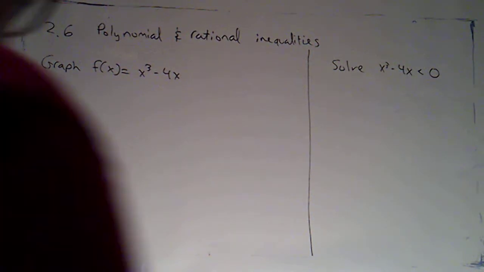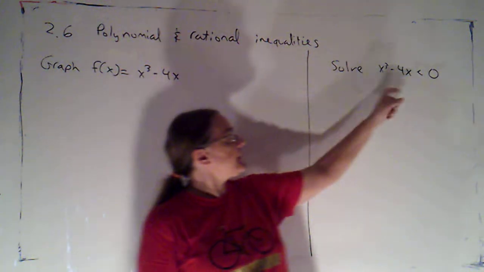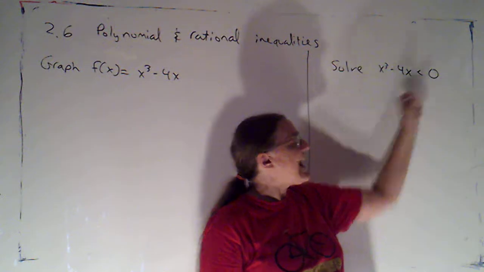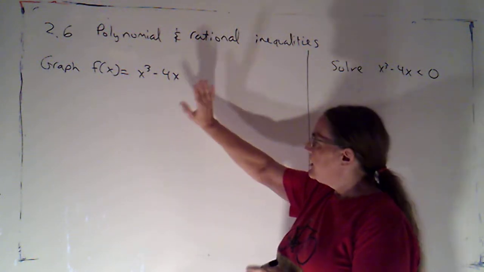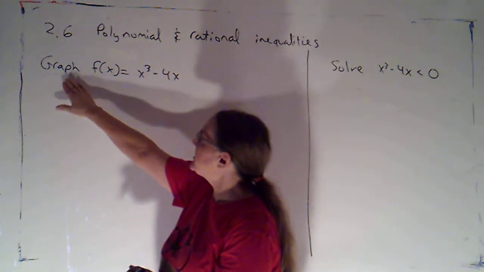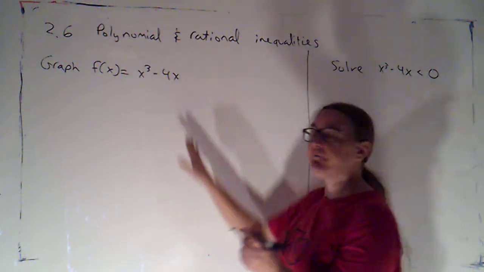Section 2.6 is about polynomial and rational inequalities. I've got an example here of a polynomial inequality on the right side of the board, and I've got a related problem on the left side of the board that's similar to what we were doing earlier in this chapter. Here we're asked to graph the polynomial function x cubed minus 4x.